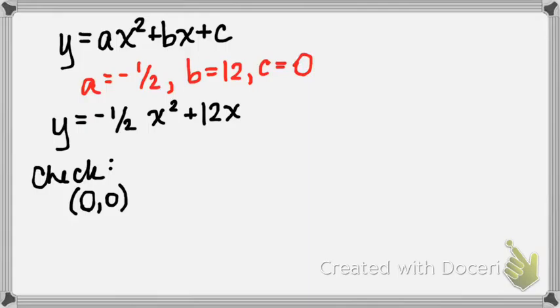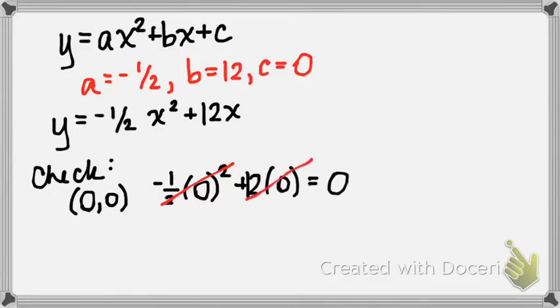I'm going to check each point. So 0, 0. If I input 0 where the x's are, I get -1/2 times 0 squared. Of course, -1/2 times 0 squared is 0. And 12 times 0 is also 0. So those two together give me 0. That's good, because if my input is 0, my output is also 0.